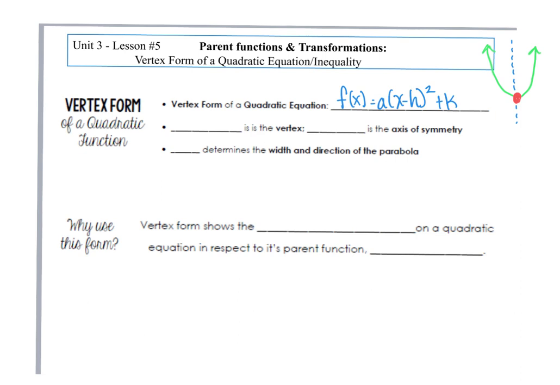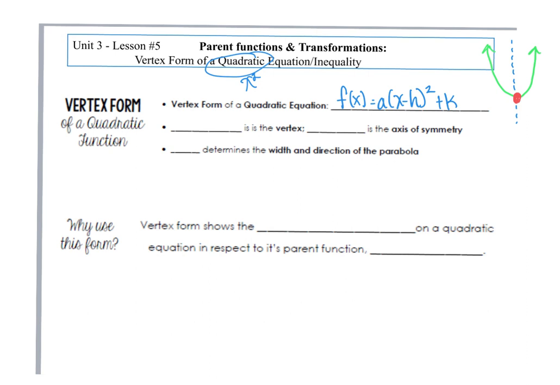Okay, this lesson is for Unit 3, Lesson 5 for Algebra 2, and this is vertex form of a quadratic equation or inequality. Again, we talked about this in the last lesson. Quadratic means that we have x squared in the problem. That's our highest exponent, and whenever we have x squared, this quadratic always makes the shape of a parabola. That's our U shape or a rainbow shape.